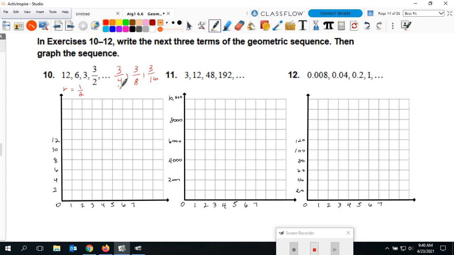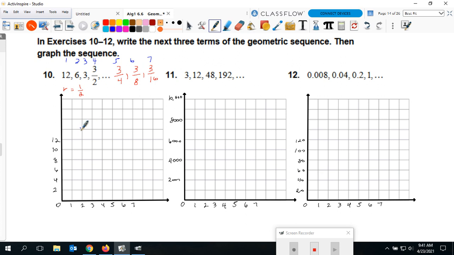So now we just need the last thing to do. We're writing the next three numbers of the sequence, and we need to now graph these. Starting with 12, this is our first term. I'm going to number each term. First one is 12, second one is 6, third one is 3. This is our fourth one, which is 1.5. Here's the fifth, the sixth, and the seventh.